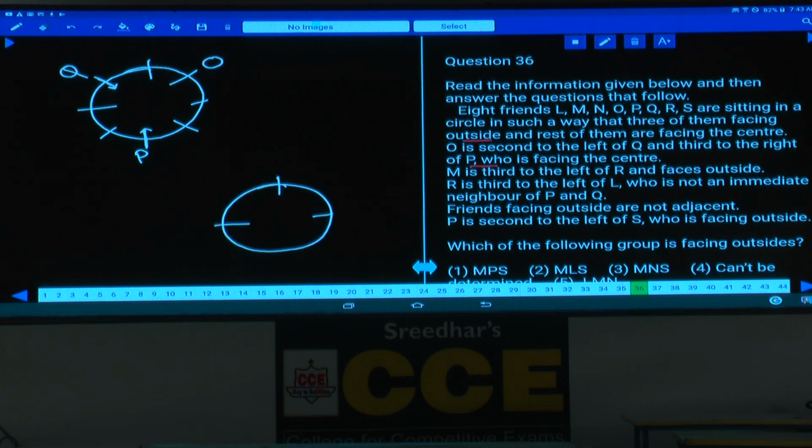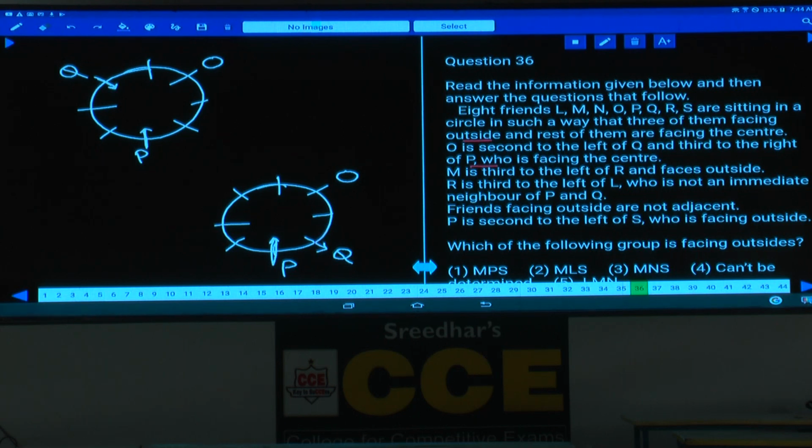Positions 1, 2, 3, 4, 5, 6, 7, 8. Now P is facing the center. O is seated second to the left of Q and third to the right of P. As O is seated third to the right of P, O will be here. And O is seated second to the left of Q, then Q can be here as well. If Q is here, then Q must be facing away from the center. Isn't it? How many possibilities do we have? We have 2 possibilities.